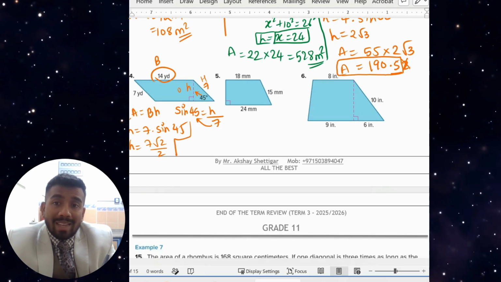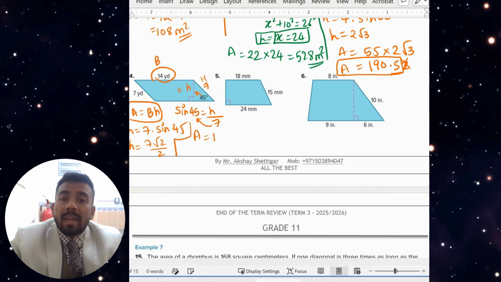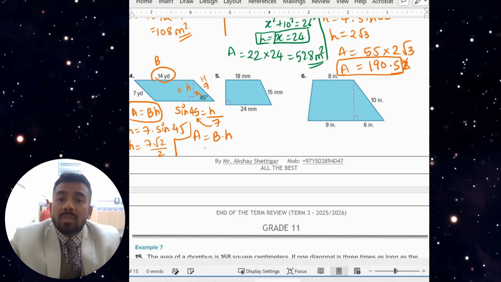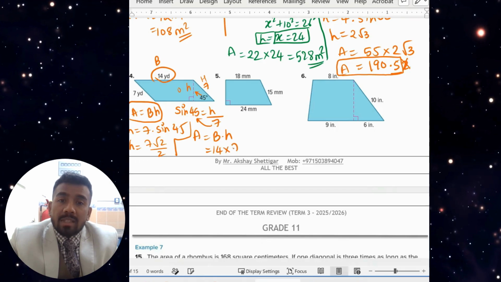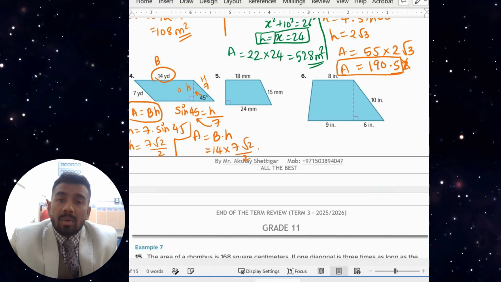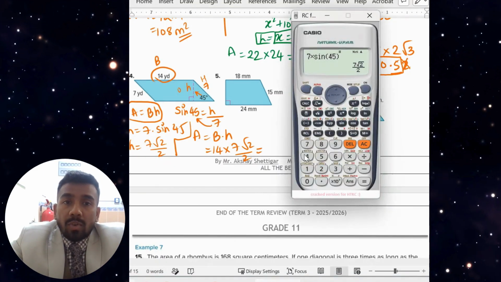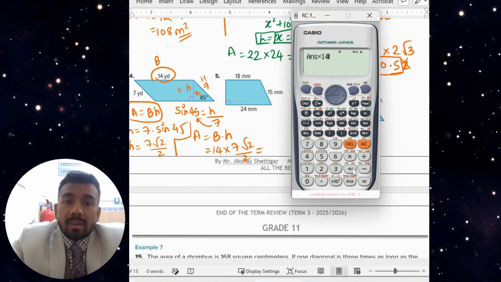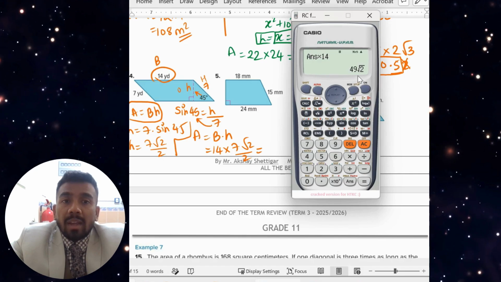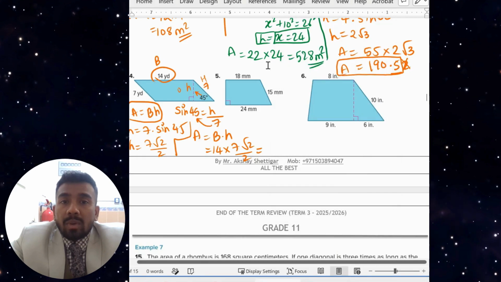That's not the end of the picture. What we need is A. Now what's A? Area is B times H. Now B, you know, is 14. And H is 7 root 2 over 2. Put it in the calculator. This whole thing times 14. What will be the answer? 49 root 2, which is 69.29.